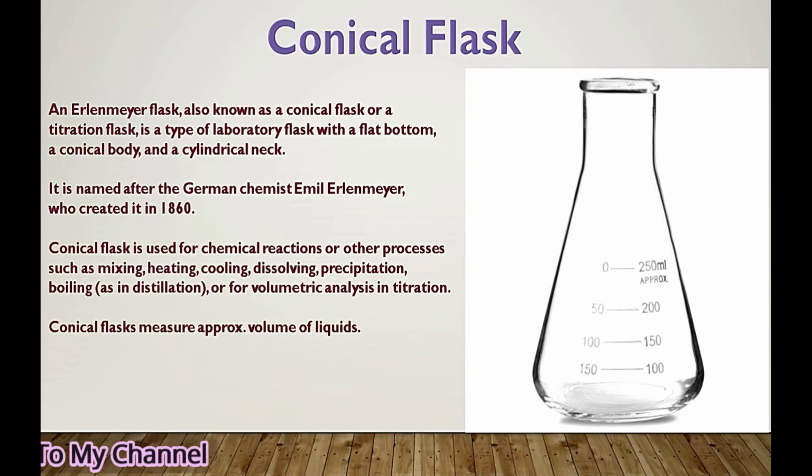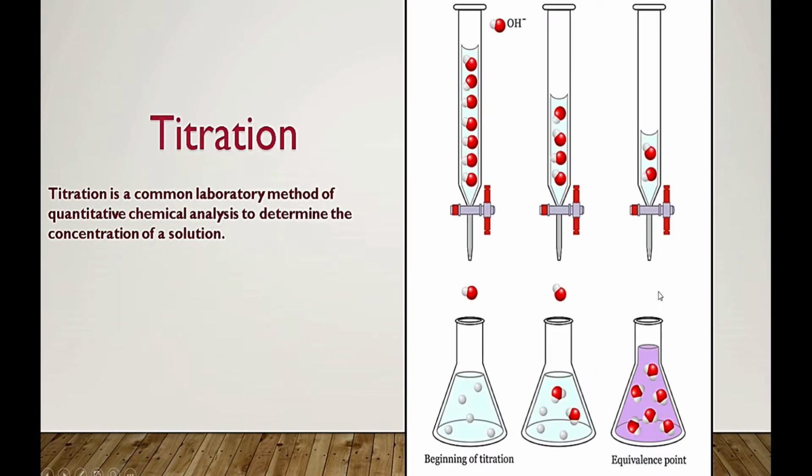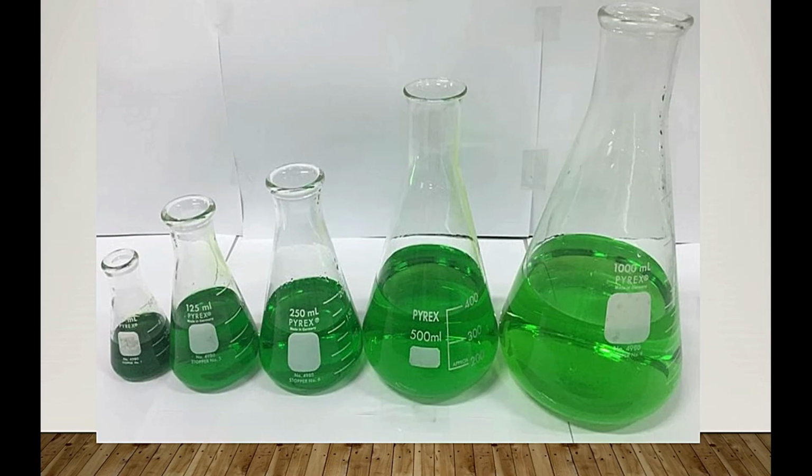Conical flask measures approximate volume of any liquid. Here also you can see it is written approx, which means it measures 250 ml of volume till this line, and this is approximate volume, not the exact volume. The most common use of conical flask is in titration, which is a chemical laboratory method used to determine quantitative analysis or concentration of any solution. This comes in different sizes according to the use.